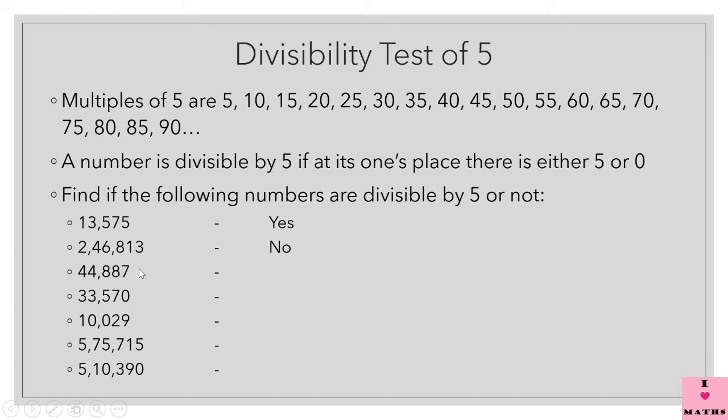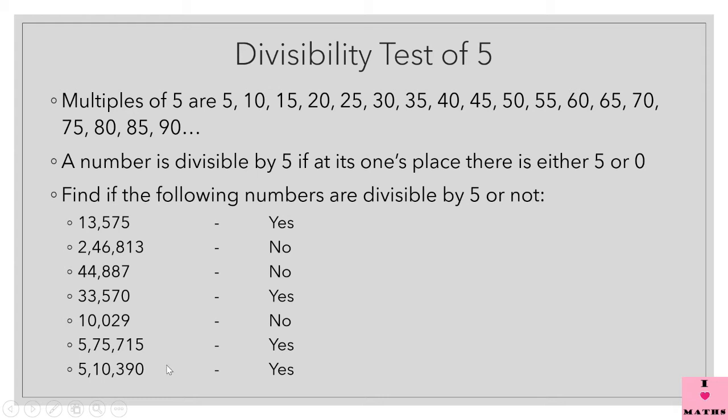44,887. Ones place digit is 7. So this number is not divisible by 5. 33,570. The ones place digit is 0. So this number is divisible by 5. 10,029. Here the ones place digit is 9, so this number is not divisible by 5. 5,75,715. In this, the ones place digit is 5 itself, so this number is divisible by 5. 5,10,390. Since the ones place digit is 0, this number is also divisible by 5.